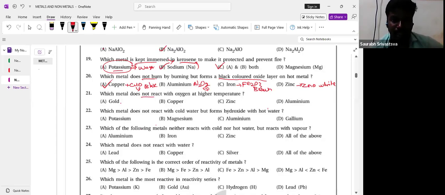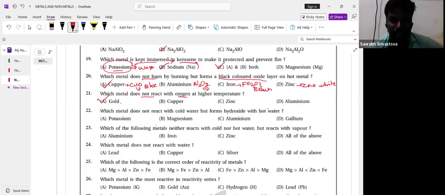Next, which metal does not react with oxygen at high temperature? Which metal? Gold. That's why it is highly expensive. If it reacted with oxygen, or with hot water or steam, then gold would decay and its weight would decrease, and then no one would buy it. That's why gold won't react with any other substance. It exists freely in our nature, which means it won't mingle with any other compound. So that's why gold is high cost.